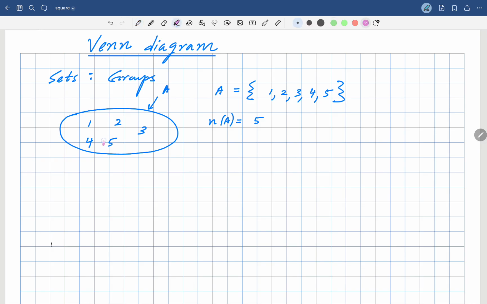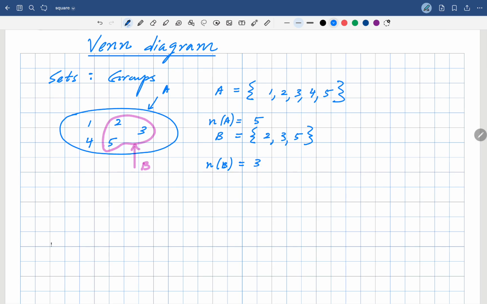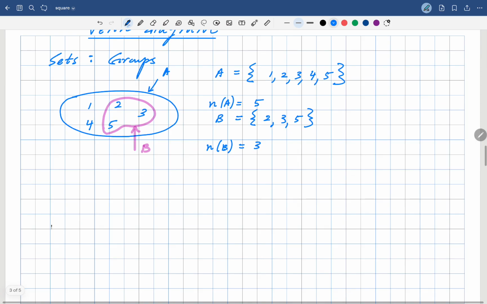Then think about that we have another set inside this. So that set looks like this. This is the set. We will name that set B. So B is nothing but 2, 3, 5. So n of B is 3. Now we can see obviously B is a subset of A.